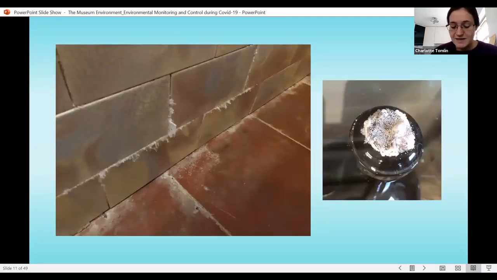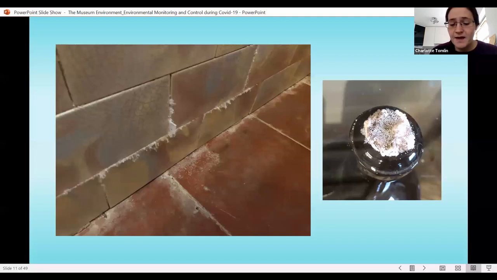Fluctuating relative humidity can also cause substantial damage to objects which have been saturated with soluble salts. This is most likely to affect objects that have come from a burial or coastal context, or construction materials that have been affected by rising damp. So this includes archaeological objects, shipwreck artifacts, and buildings in areas where the groundwater contains specific soluble salts.